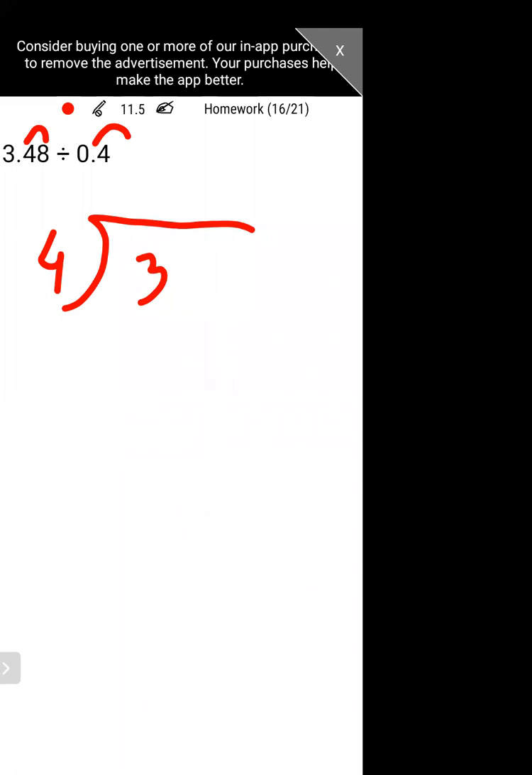No, it's not important. It's important to make the divisor a whole number. ओके, एंड डिवाइजर इज 0.4. उसको हमने 4 किया, बट इट इज इम्पॉर्टेंट to do the same thing with both divisor and dividend. So it will become now 34.8.